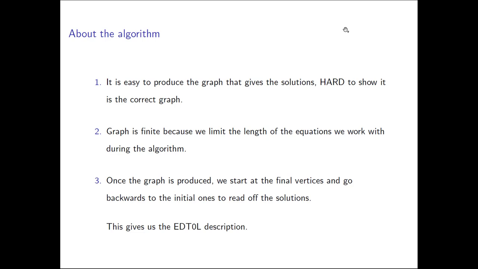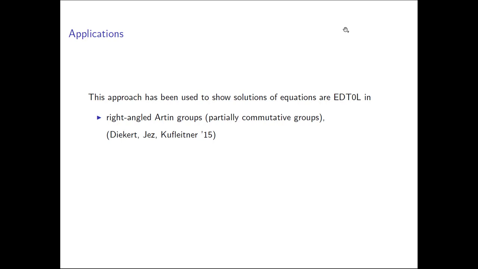So there's a lot to be said here. I mean, the proof of correctness is 20 plus 30 pages, I don't know. And this is a good approach. It's very robust. The language is, I think, a very good language. It works for right-angled Artin groups, so saying that they're EDT0L. And the algorithms as well for virtually free groups, that's a recent result.